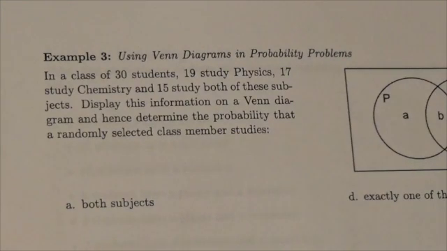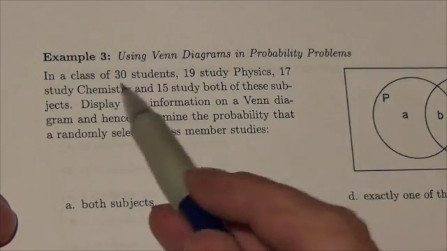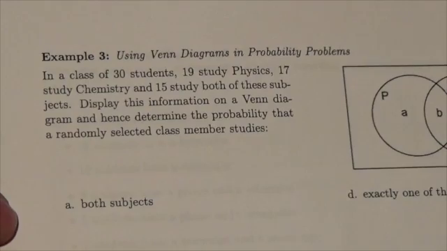Hi everybody, this is the IB probability and set theory package. This is example 3 from the set theory part, using Venn diagrams and probability problems.